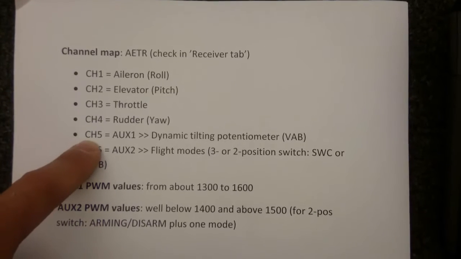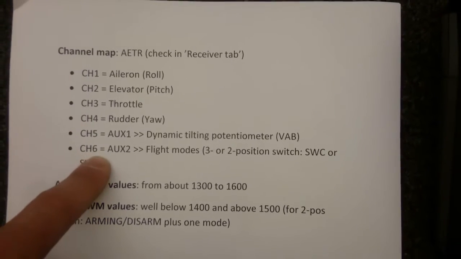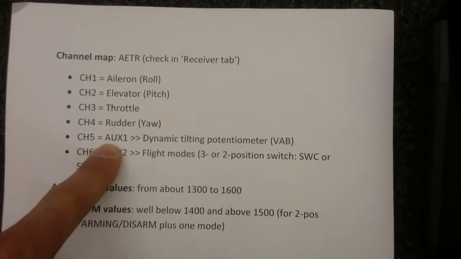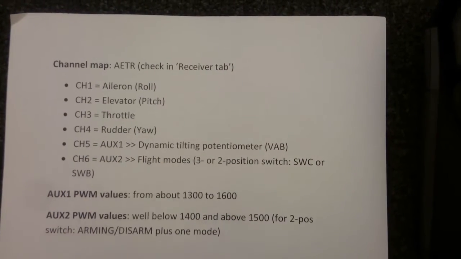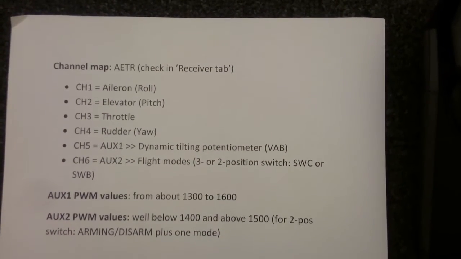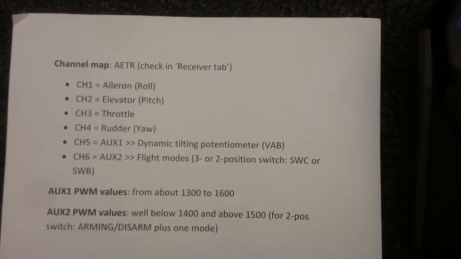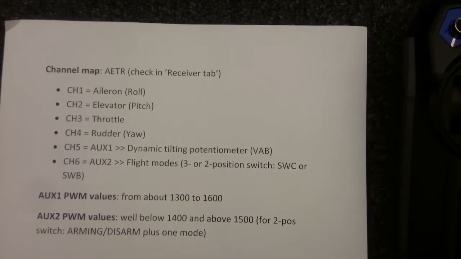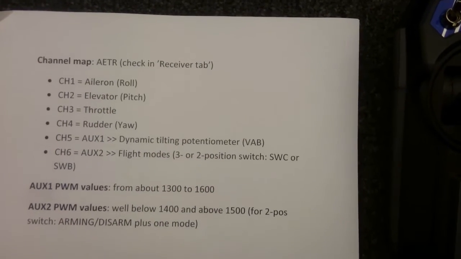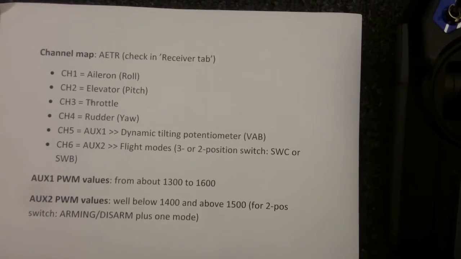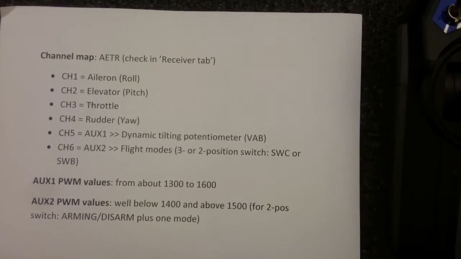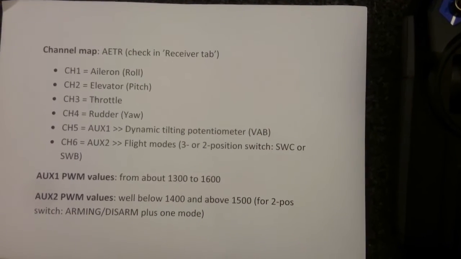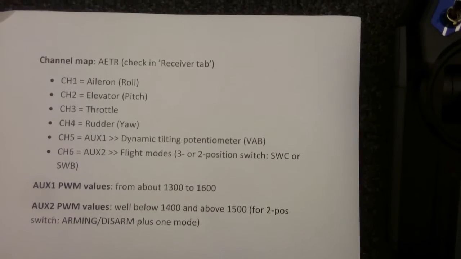Especially important to know are channel 5 and channel 6, because channel 5 is by default aux1 in the NACE, and is used with a potentiometer for changing between dynamic and fixed tilt. And channel 6 is auxiliary 2, which we send by default with two modes, disarmed and then angle mode. You can obviously change it to a 3-position switch and add a second mode.